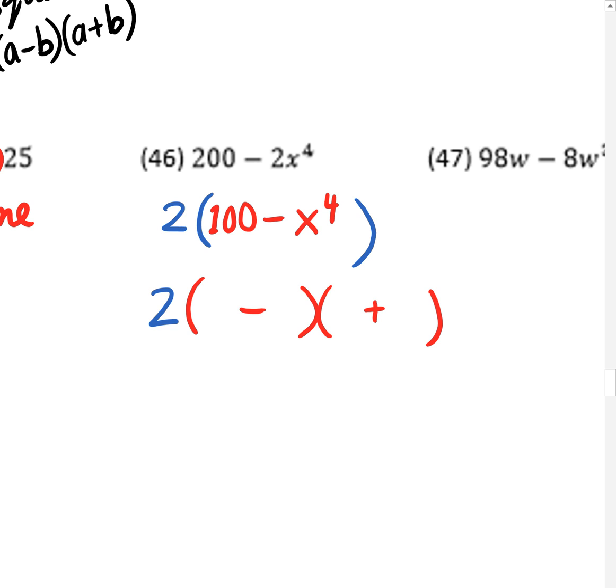The first terms of both are, what can you square and get the first term? 100. 10, because 10 squared is 100. Second terms are, what can you square and get x to the 4th? X squared, because x squared to the second power is x to the 4th.